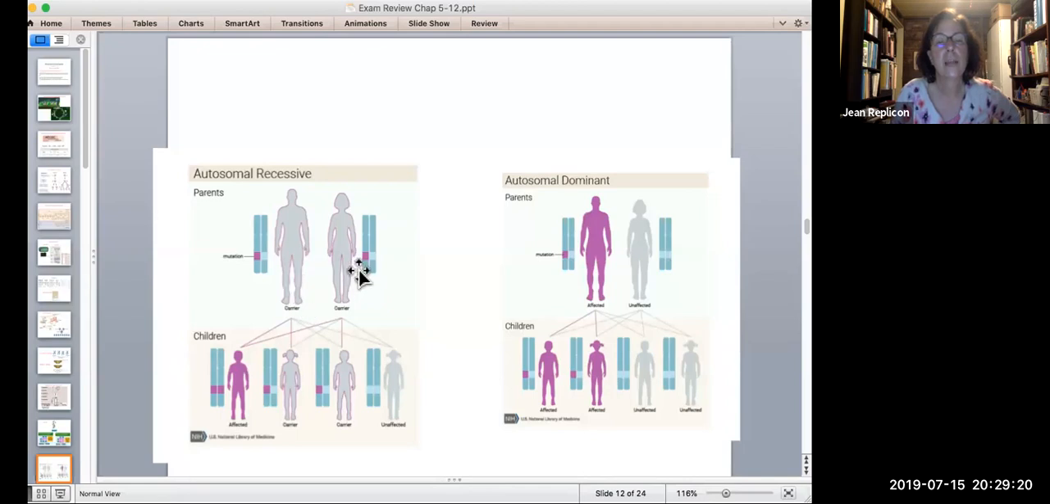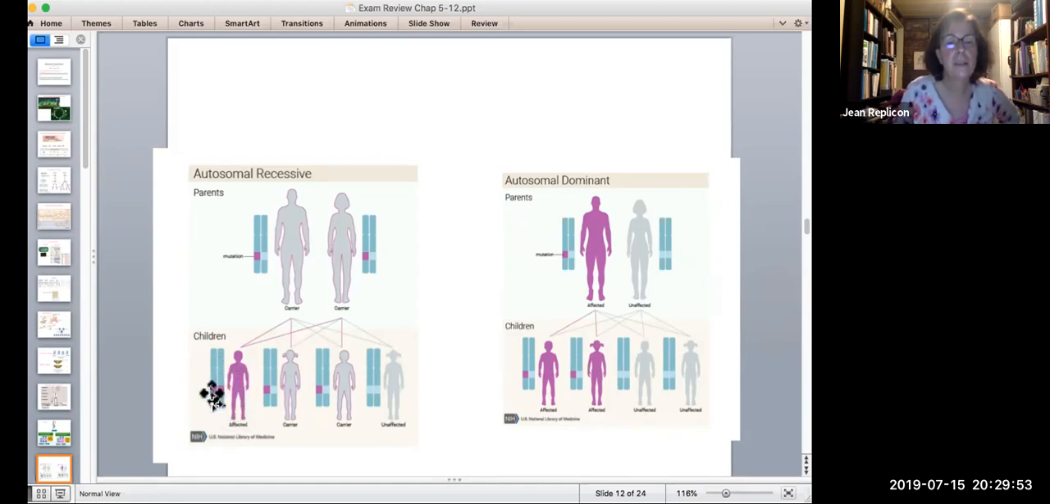If these 2 carriers are crossed, these 2 heterozygotes are crossed, they have a 1 in 4 chance of having an individual that has the trait in question here. So 1 in 4 individual that's affected. Let's continue just looking on this side of the slide for the moment. This affected child, it might be albinism, for example.